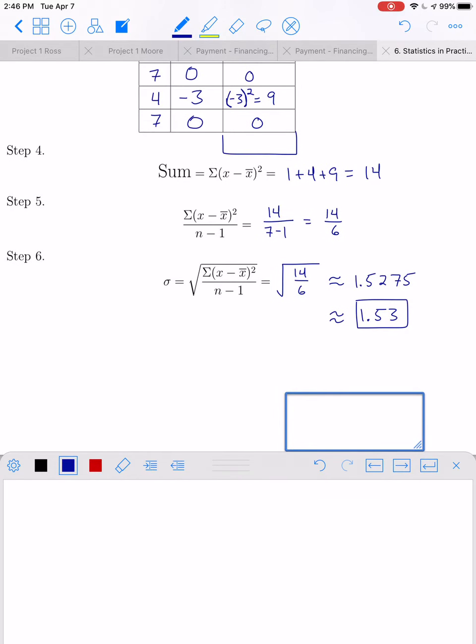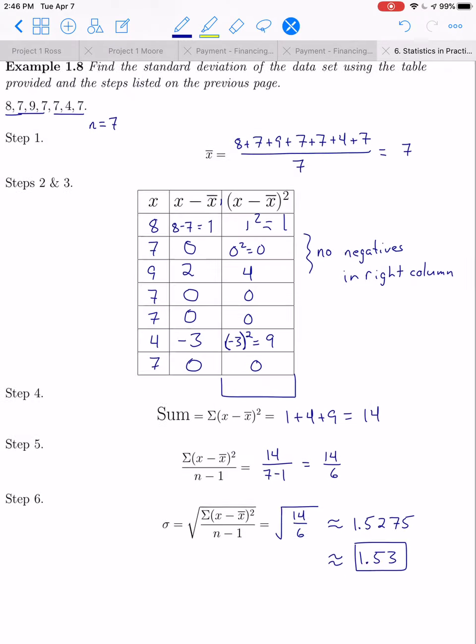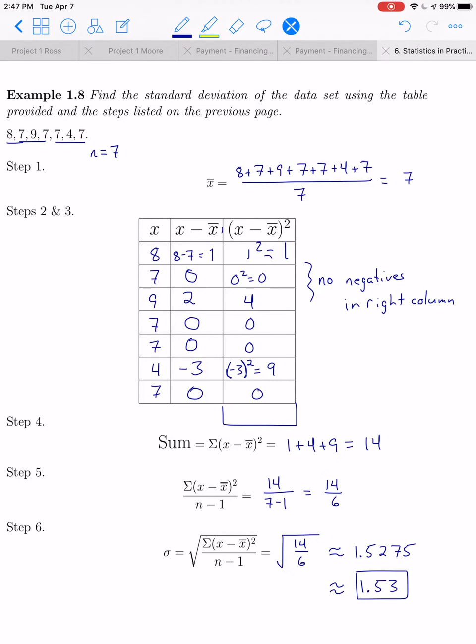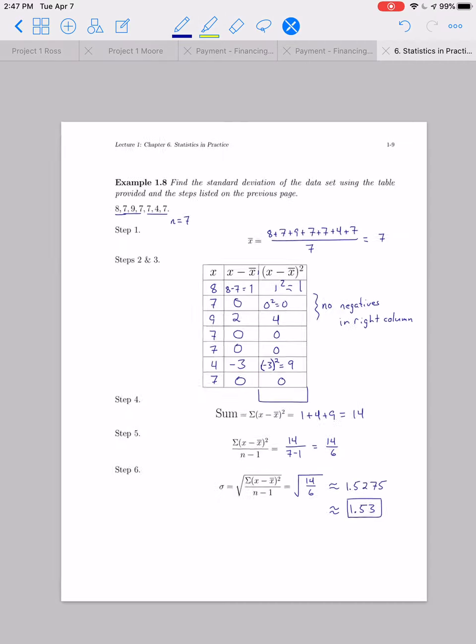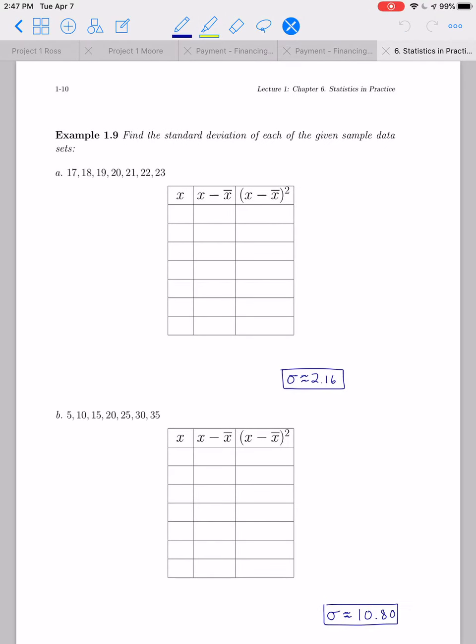That's the standard deviation. Now, it's not as obvious to calculate as the mean, but it's the closest thing that we've got to looking something like the mean deviation between data items on this list. So 1.53. Okay, so 2 more examples follow this.